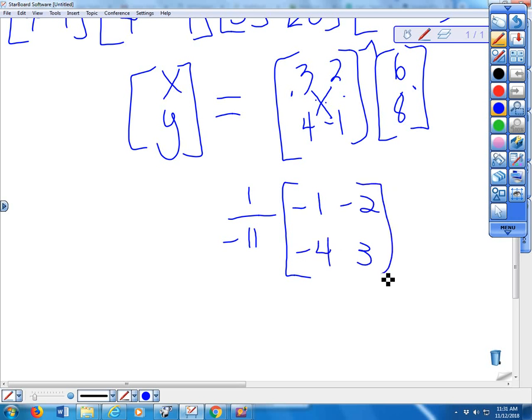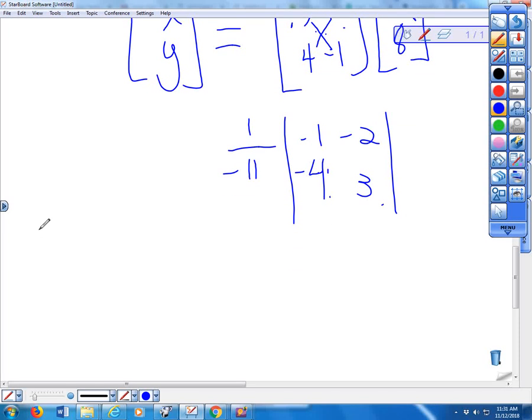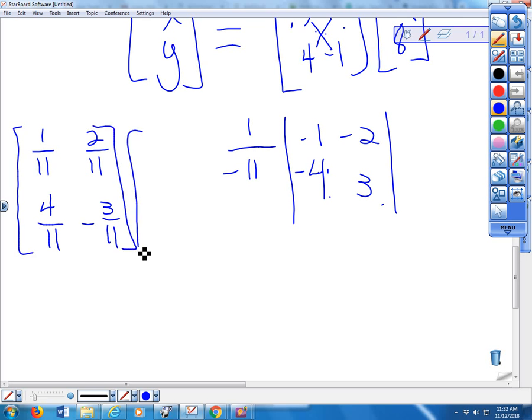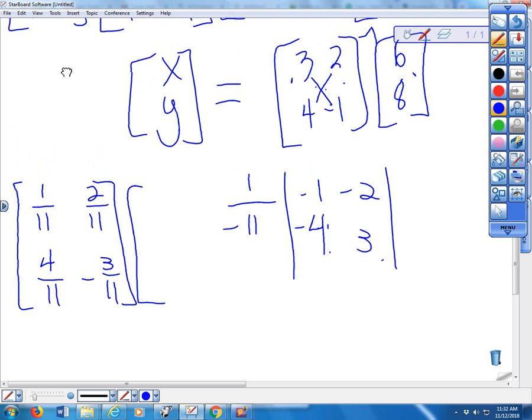And it's actually the determinant that I multiply by. -4. Okay? So now I'm just going to distribute the negative 1/11th through, and I get 1/11th, 2/11ths, 4/11ths, and negative 3/11ths. That's my inverse. Now I'm going to multiply that by the constant, which is 6 and 8.